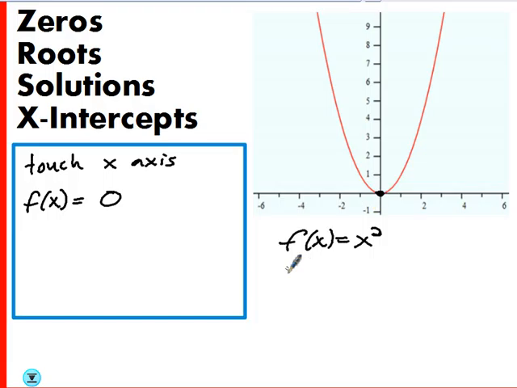And that is at (0, 0). So I could write (0, 0). I write x equals 0. That is a zero of the function, or a root of the function, excuse me. It's also a solution. X equals 0 is the solution of the function.